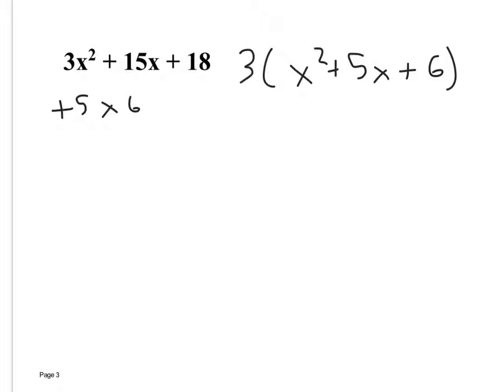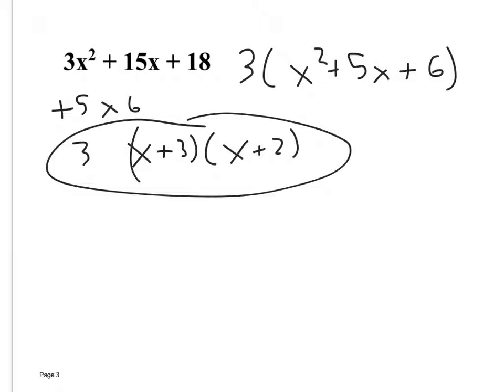3 times 2. Yep, that's exactly what it is. So 3's on the outside, okay, and I just do x plus 3, and I just do x plus 2, just like we've been doing. All right? And then that's it. That would be your answer.